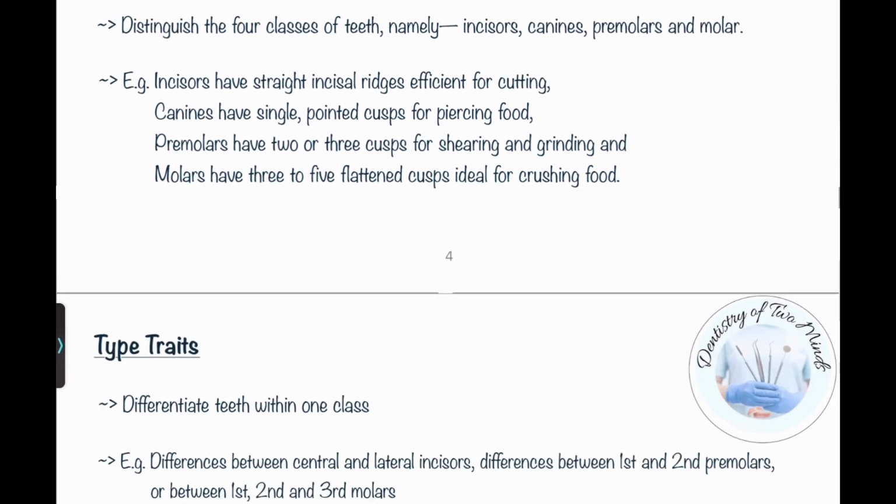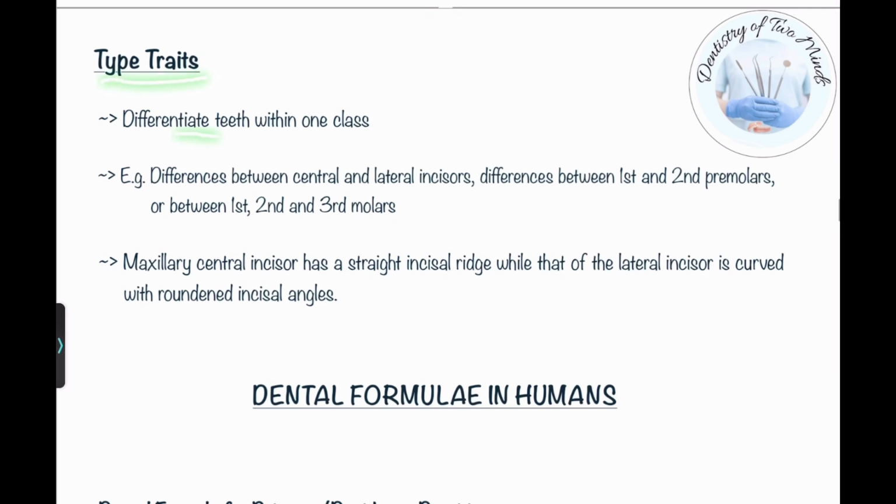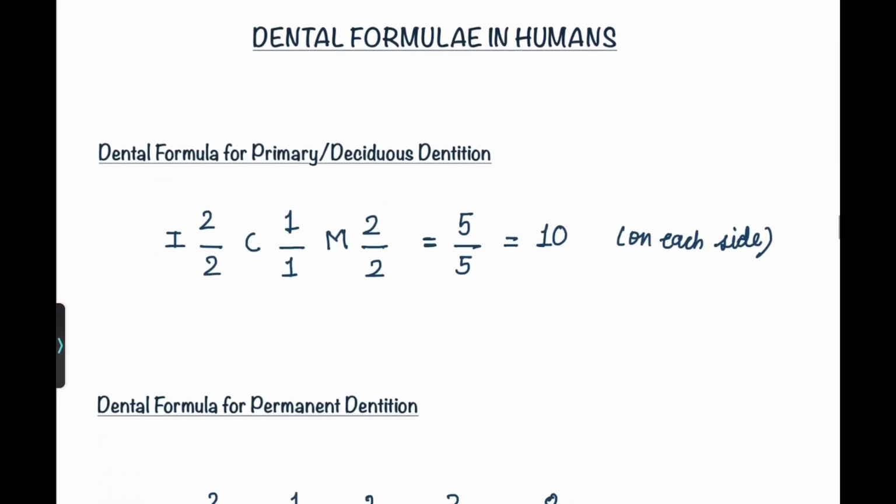Next is type trait. It differentiates teeth within one class. Example: differences between the central and lateral incisors, differences between the first and second premolars, or difference between the first, second and third molars. Maxillary central incisor has straight incisor ridge, while that of lateral incisors is curved with rounded incisor angles. Coming towards the dental formula in humans.